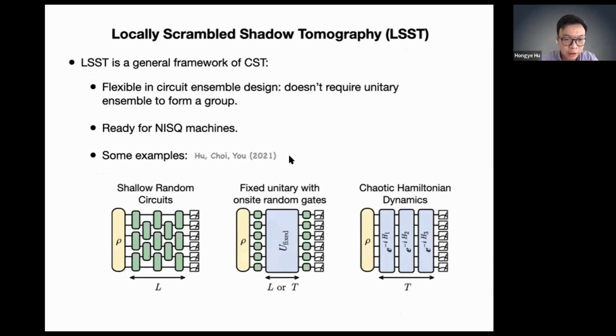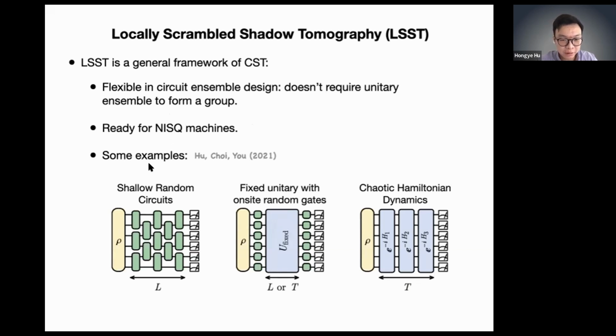The locally scrambled shadow tomography can be viewed as a general framework of classical shadow tomography. And the biggest advantage of this locally scrambled shadow tomography is flexibility in the circuit ensemble design. So previously, we required the unitary ensemble to form a group, but here in the locally scrambled shadow tomography, we don't need to require a group. So since the flexibility, we can use various choices of quantum circuits for the near-term quantum machines.